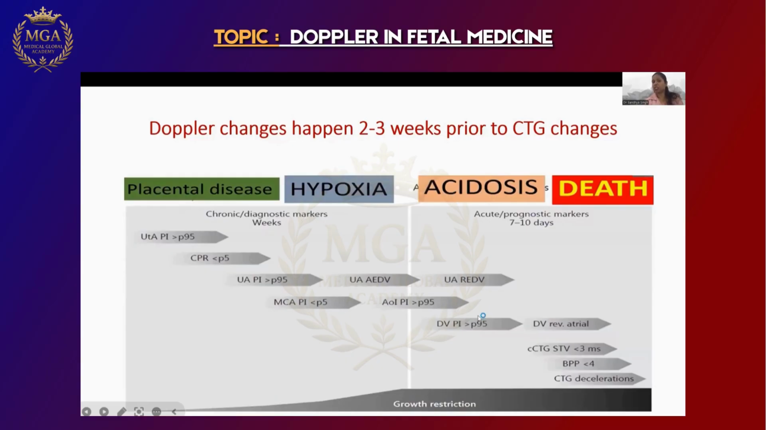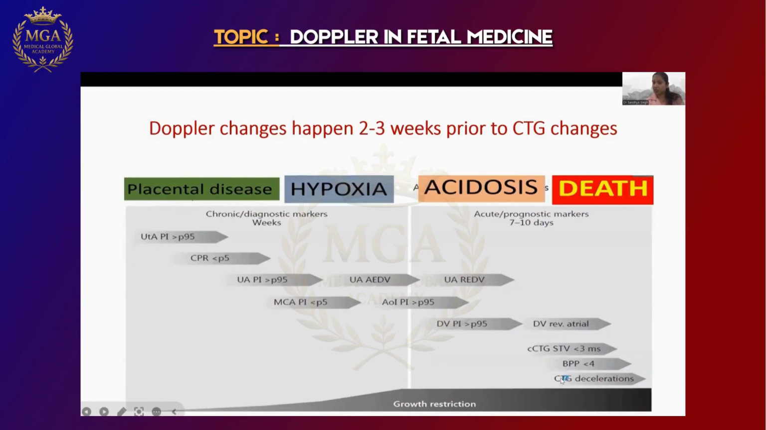When acidosis sets in, the DV also starts to show changes and the pulsatility in DV increases. And if DV starts showing A wave abnormality, the baby is not going to be saved if you don't take the baby out in the next 6 hours at the maximum.